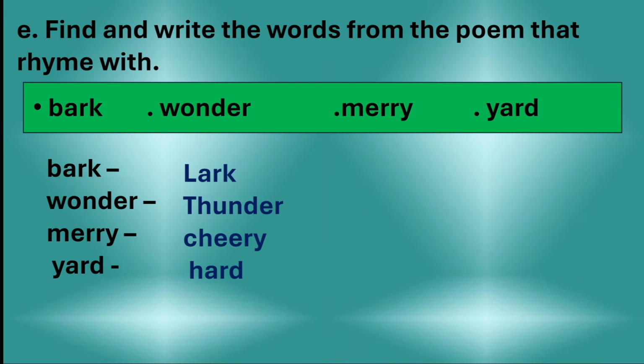Next question, find and write the words from the poem that rhyme with. First one is bark and the rhyming word is lark. Second, wonder, rhyming word is thunder. Third, merry, rhyming word is cherry. Fourth, yard and the rhyming word is hard.